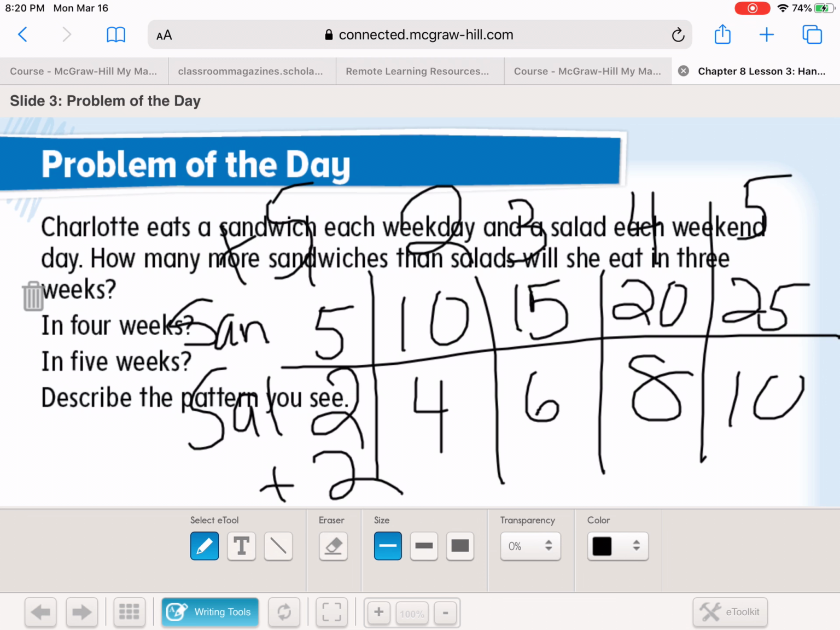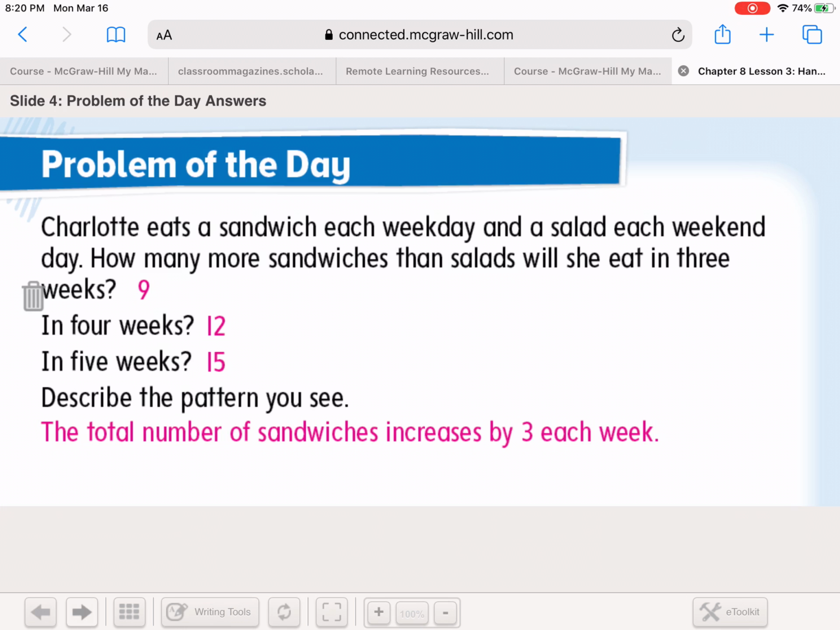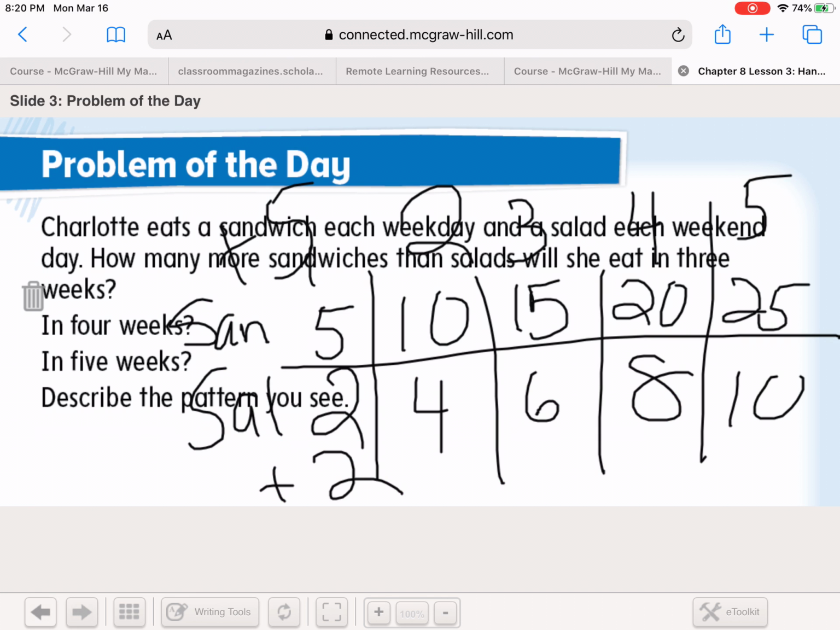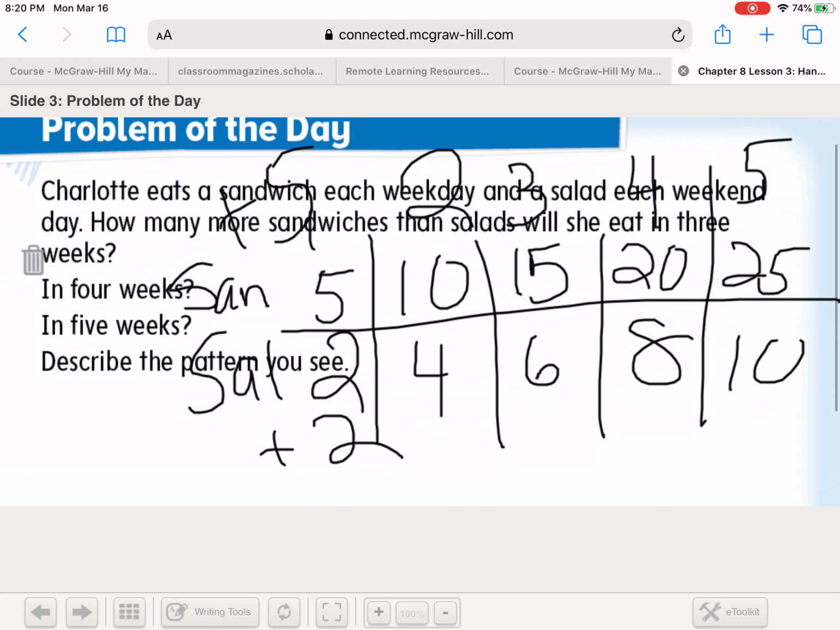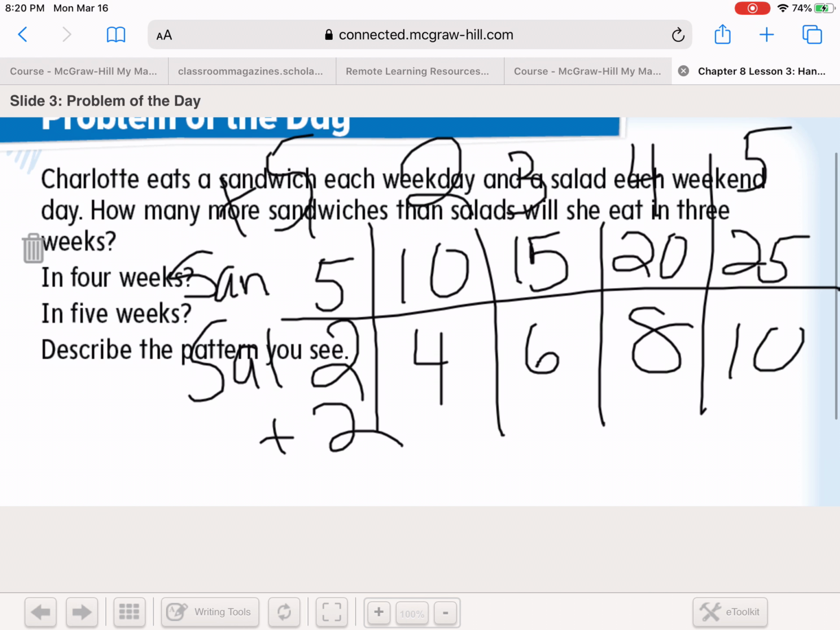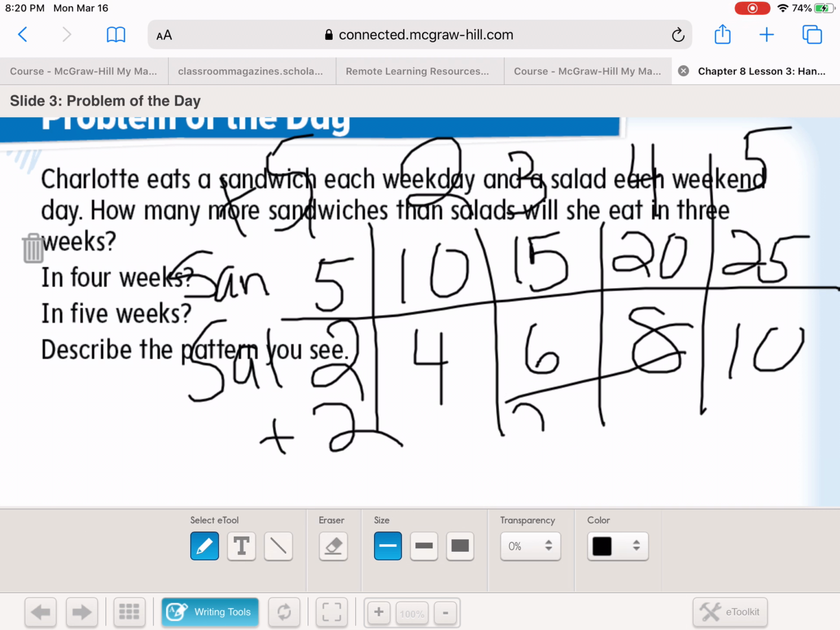Let's see if we're right. Oh, I messed up. I forgot we were supposed to see the difference. Can I go back to that? Yeah. All right. 15. So 15 minus 6 is 9. 20 minus 8 is 12. 25 minus 10, 15, right?